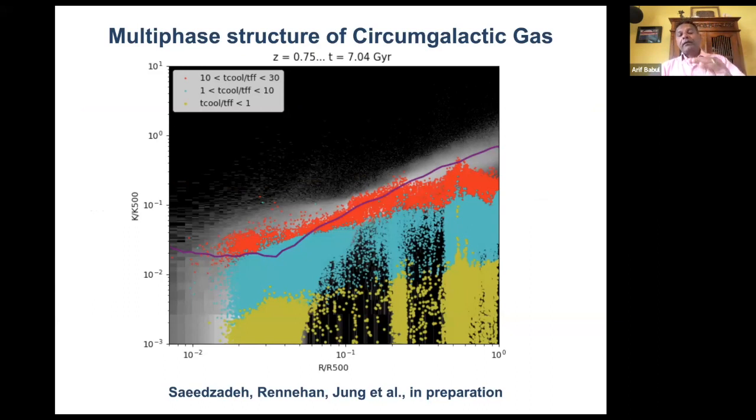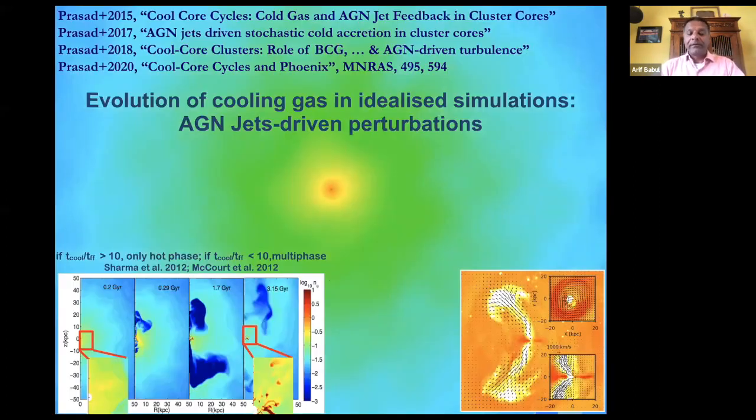We have been looking at gas in various cuts. Here I'm showing you a cut that's based on t_cool over t_freefall. As a parameter, the color coding reflects the values of this ratio. And the question is, why this particular parameter?